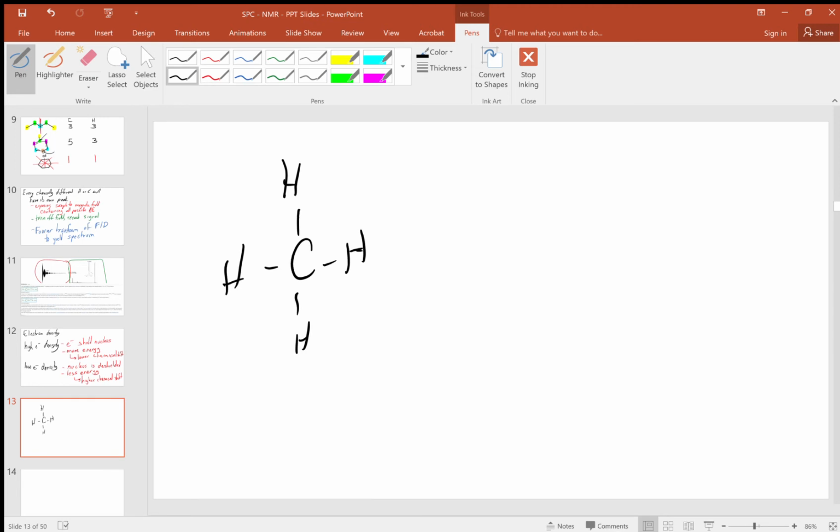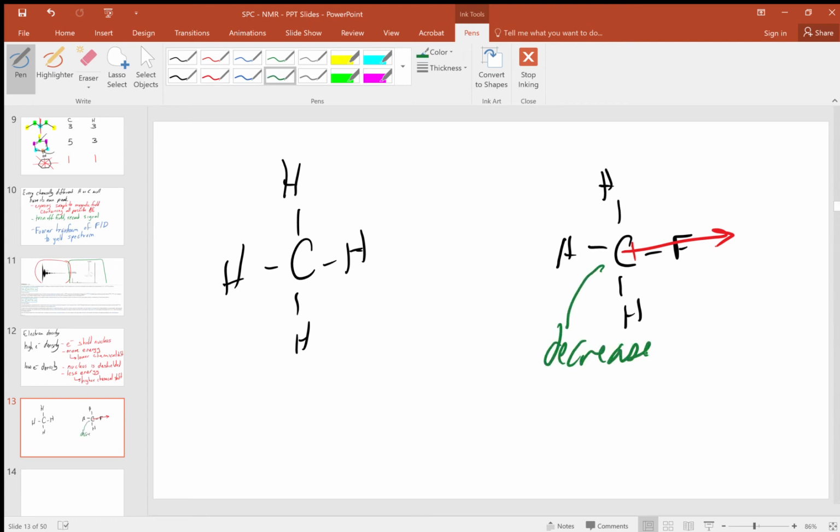And then let's say we replaced one of those hydrogens with a fluorine. Well, fluorine we know is electronegative, and it pulls electrons away from the carbon. So by replacing that hydrogen with a fluorine, we've decreased the electron density on that carbon. What have we done to our chemical shift?